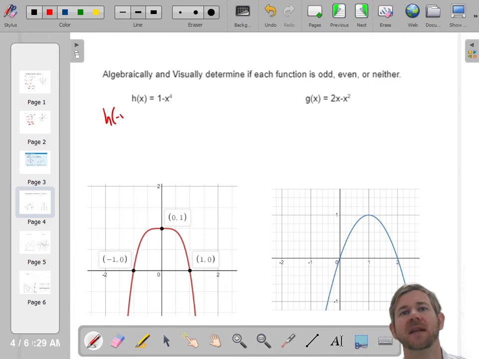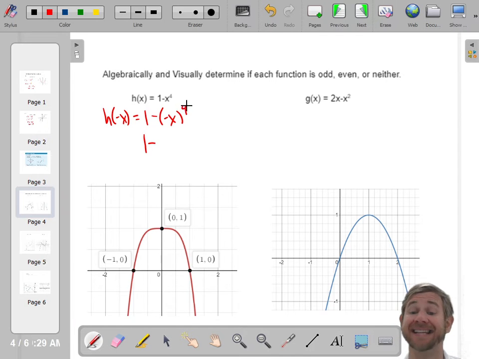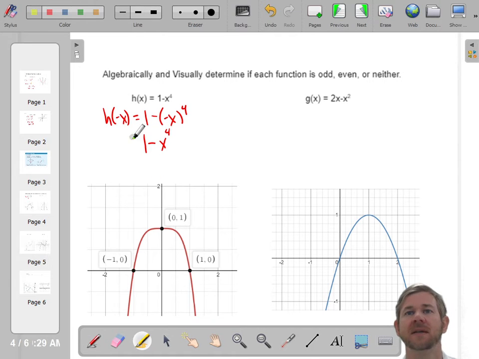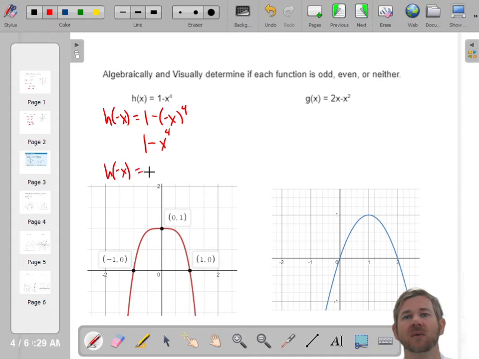I'm going to plug in negative x. So it'll be 1 minus, instead of x to the fourth, I'm going to put negative x to the fourth. And I have 1 minus, and I'm like, well, this is an even exponent. When the even exponent gets taken to the fourth power, it doesn't matter. Negative times a negative times a negative times a negative is a positive. So this doesn't matter. We have 1 minus x to the fourth when we plug in negative x, and we have 1 minus x to the fourth when we plug in regular x, which means h of x equals h of negative x.